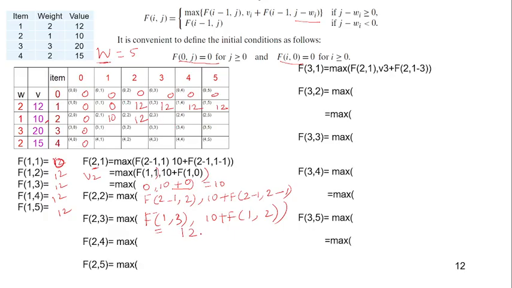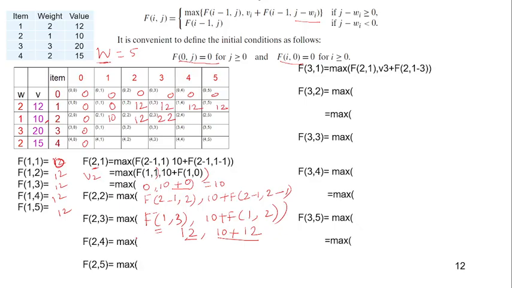So you can directly write 10 plus f of 1 comma 2. The previous row 1 comma 2 is 12. So 12, here 22. Which one is maximum? 22. So write 22 here.